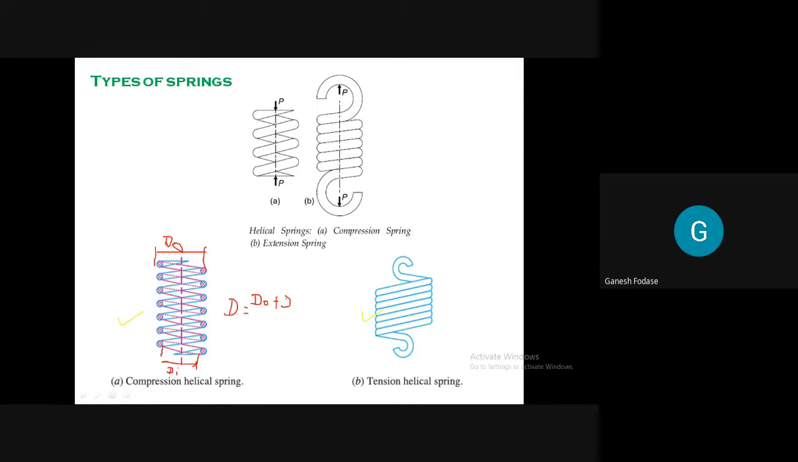So I told you two terms. One is outside diameter, the other is inside diameter, and from these two, we can find the mean coil diameter, not wire diameter. So D is the mean coil diameter. I told you an important term. Mean coil diameter is denoted by capital D. It's nothing but the mean of outside and inside diameter. I hope it's clear.